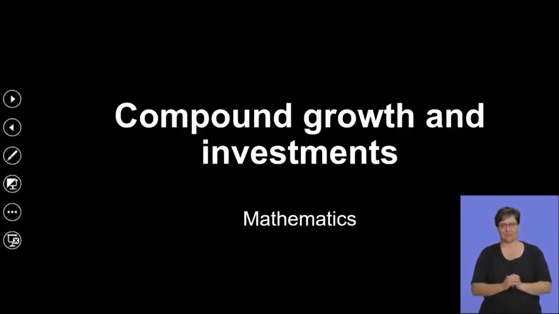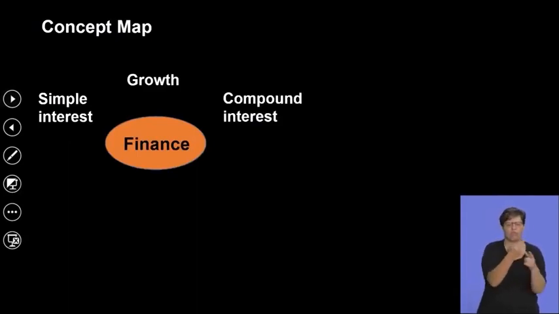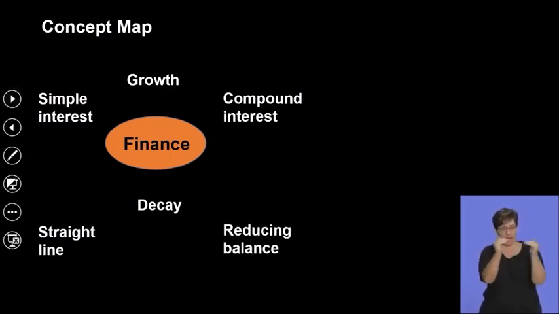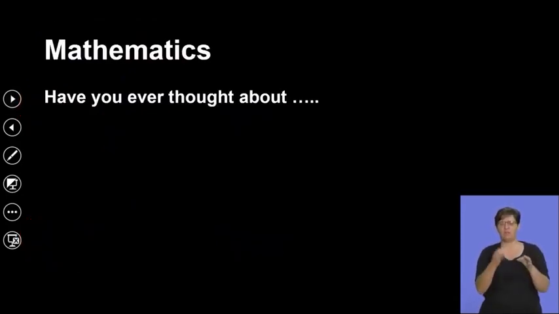So remember that our big idea so far is finance, and we've looked at growth. Under growth, we've looked at simple interest and compound interest. Then we looked at decay, which was straight line and reducing balance. Now we focused on simple interest, straight line.